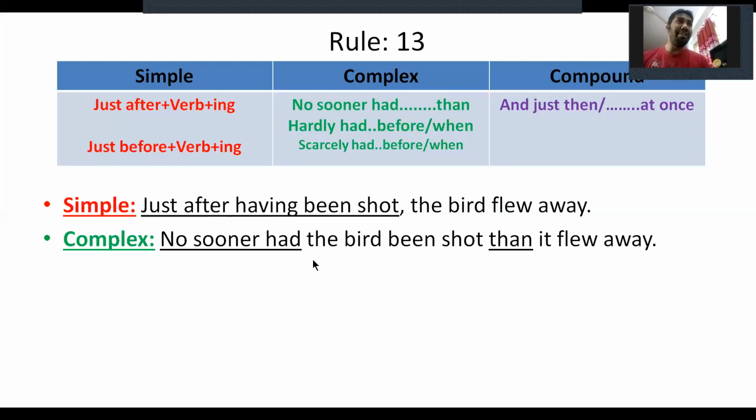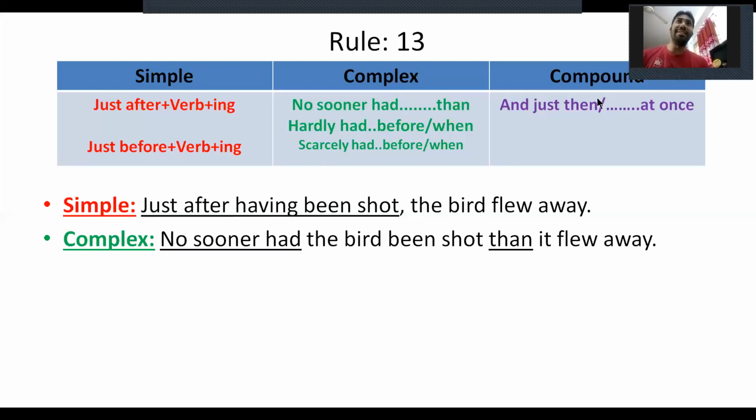The complex sentence reads like this. If you use hardly had or scarcely had, then the sentence would read like this. Hardly had the bird been shot when it flew away. Hardly had the bird been shot before it flew away. Or with scarcely to read like scarcely had the bird been shot when it flew away. Or scarcely had the bird been shot before it flew away.